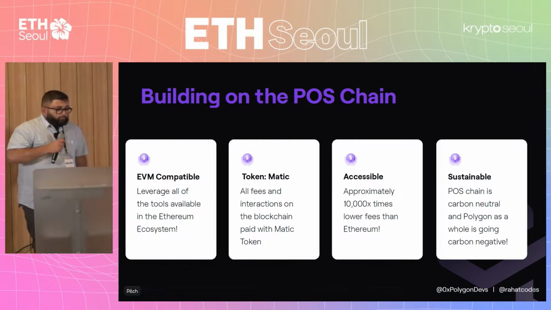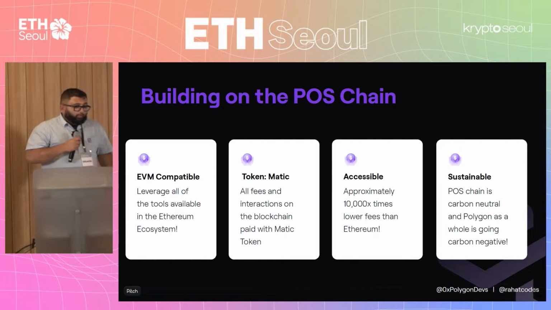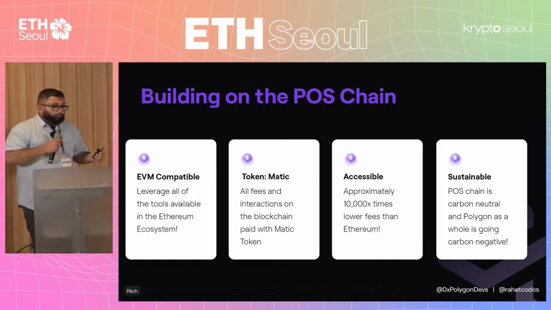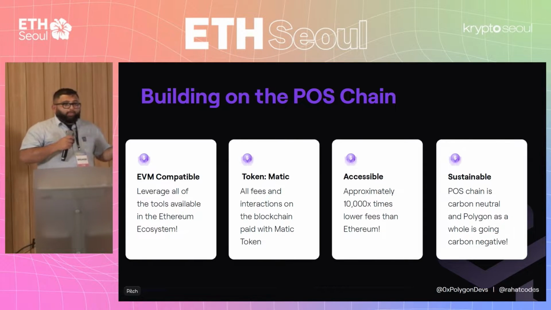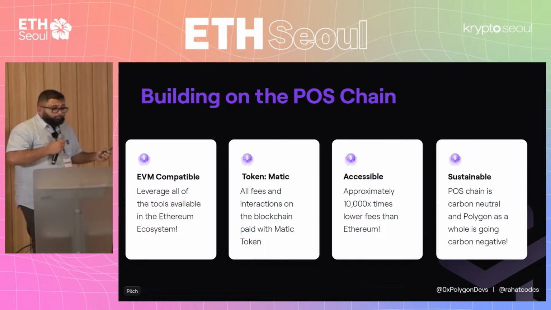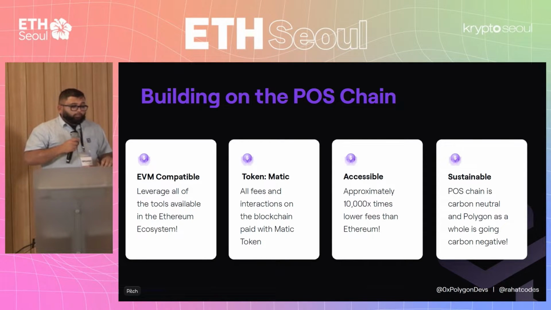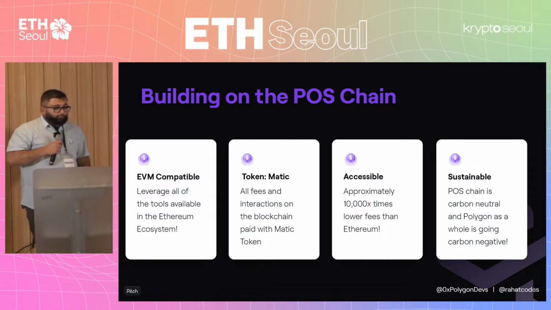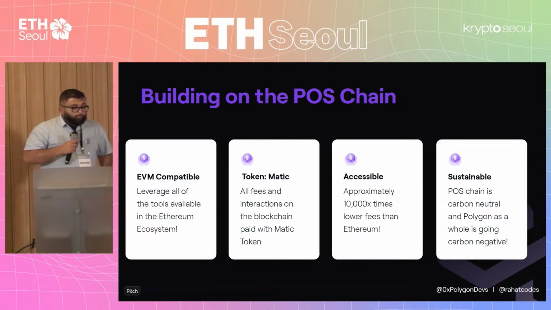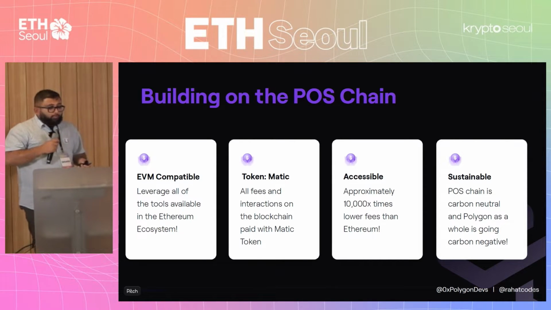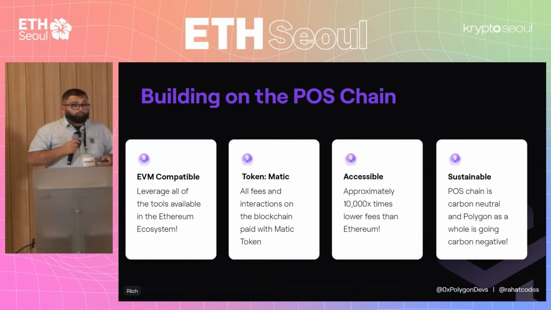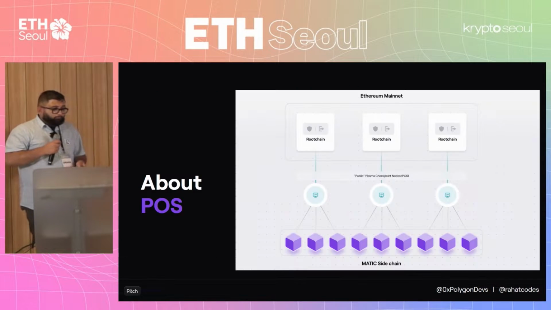A couple of differences: the token, which is the Matic token. All fees and interactions are paid on the blockchain with the Matic token rather than ETH. It's accessible, with super low fees compared to Ethereum, and sustainable. The POS chain is carbon neutral, and Polygon as a whole is striving to go towards being carbon negative.